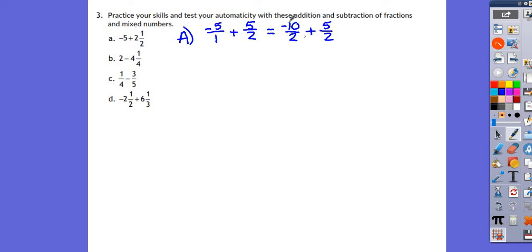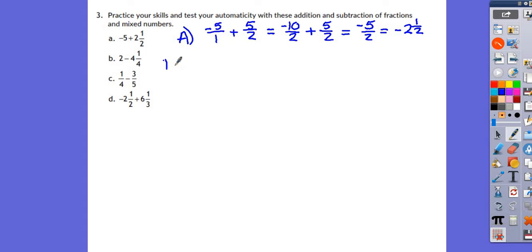So I ignore the bottom. I have a negative 10 plus a positive 5. That's different signs, so I subtract. 10 minus 5 is 5. Keep the sign of the larger number. The larger number is a negative. Keep the same denominator. Now I can just simplify this. I'm going to bring out my negative to the front here. 2 goes into 5 2 times. 2 times 2 is 4, so I'm going to have 1 left over. And that would be my answer for A.